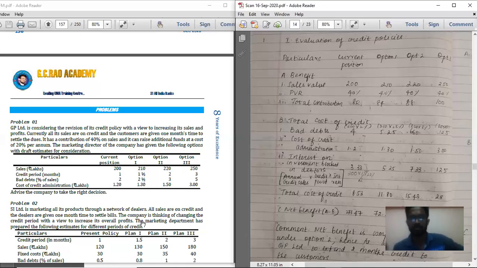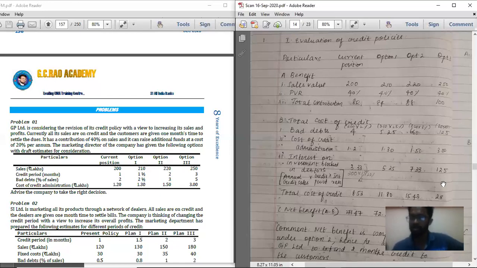And for option two, 220 into 2 divided by 12 into 20%. That is 7.33. And for option three, 250 into 3 by 12 into 20%. That is, sorry, 12.5 lakhs.